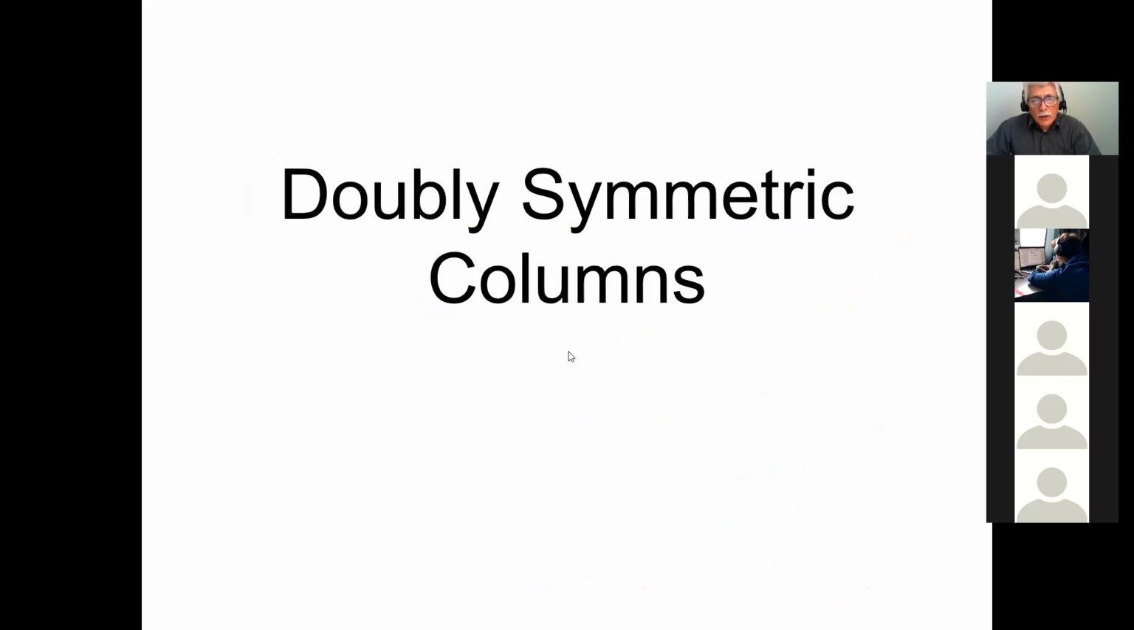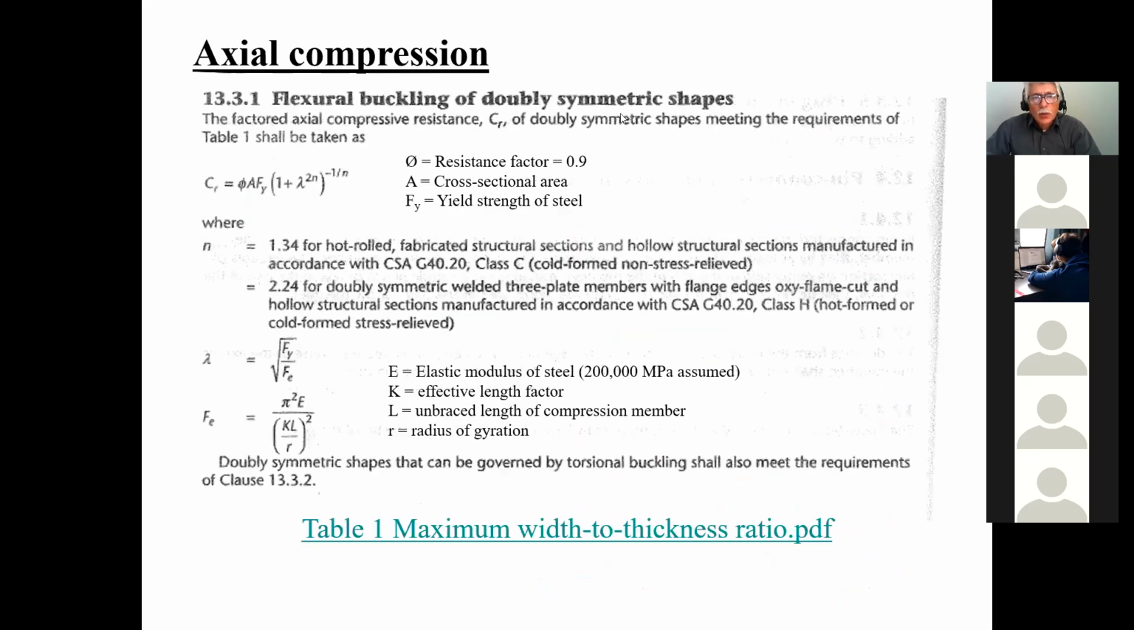Now, here are the equations, okay? Guys, I'm giving you this because I'm going to probably use this sometime in one of the labs, so I might as well explain it. This here is how you calculate the actual compression, in other words, how much a shape can resist, the flexural buckling of a double symmetric shape. The factored axial compressive force, Cr.